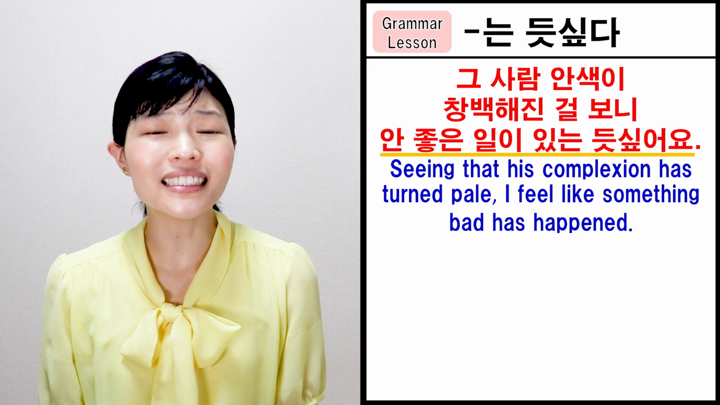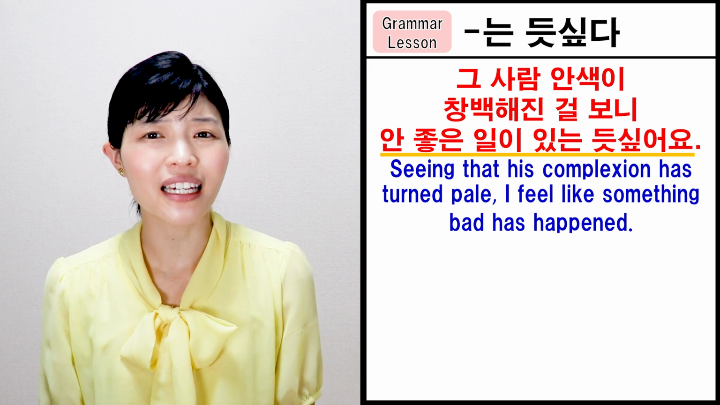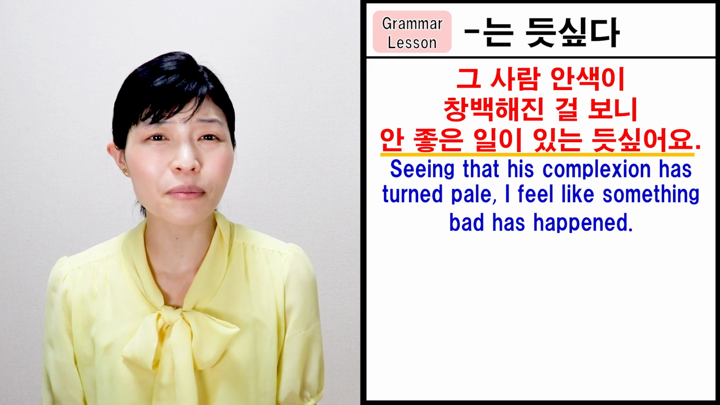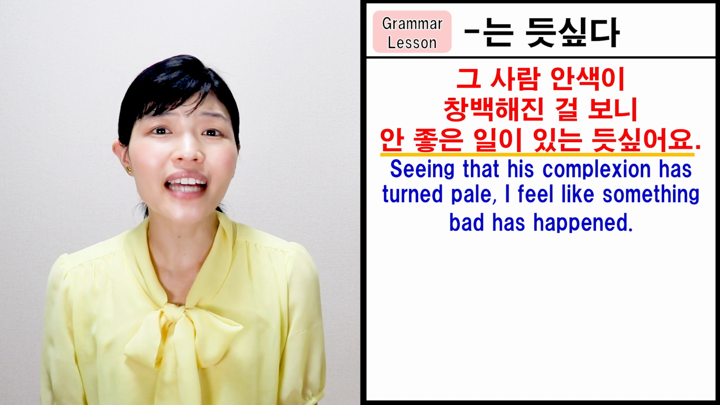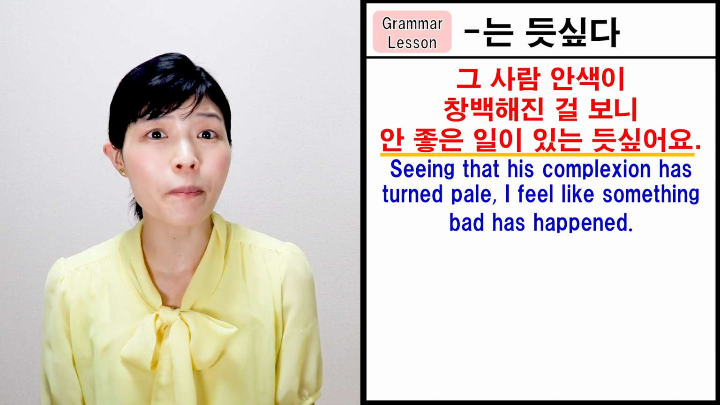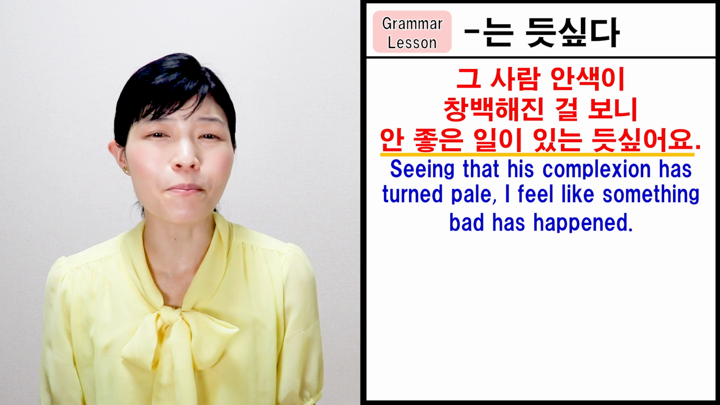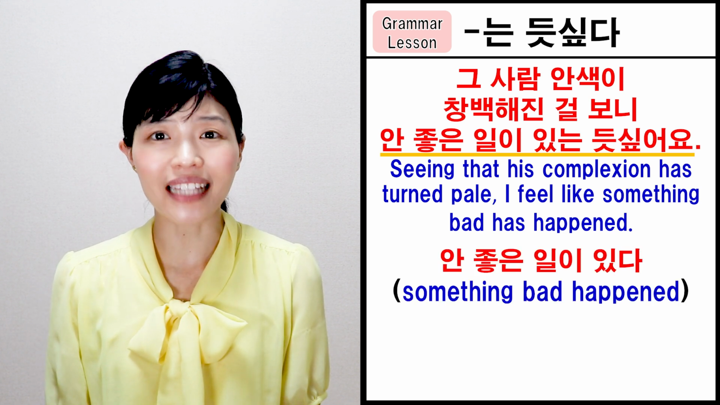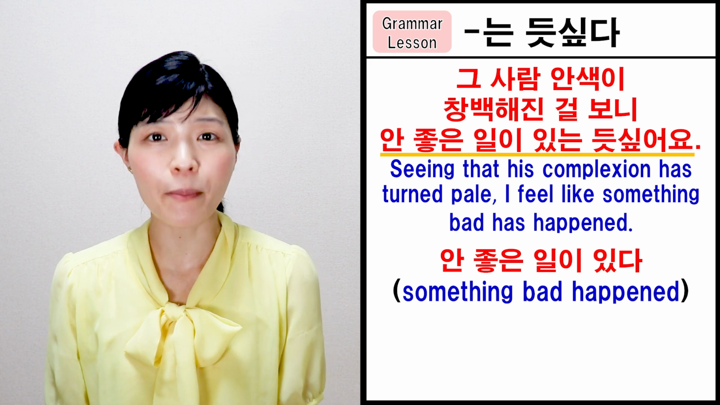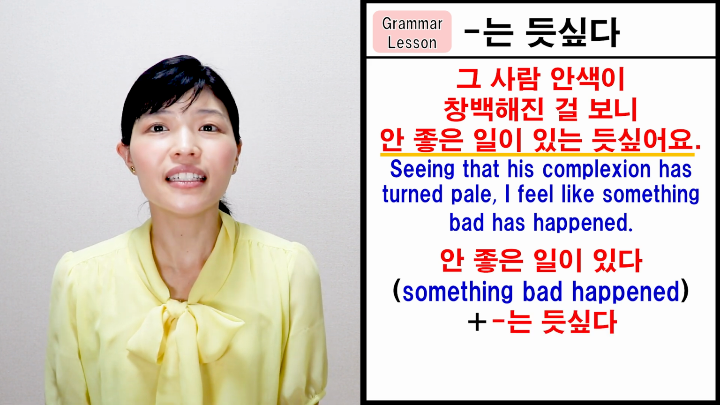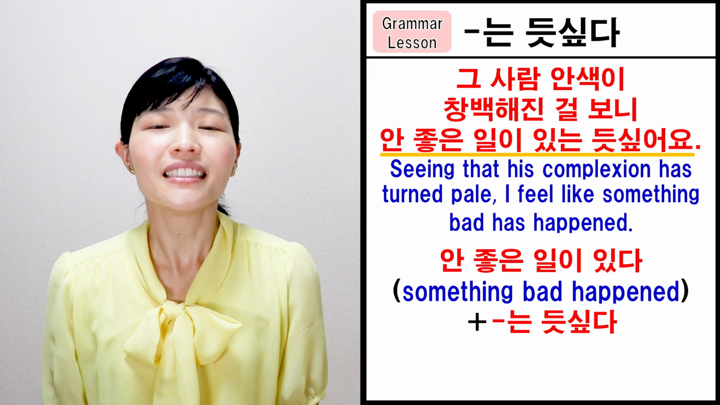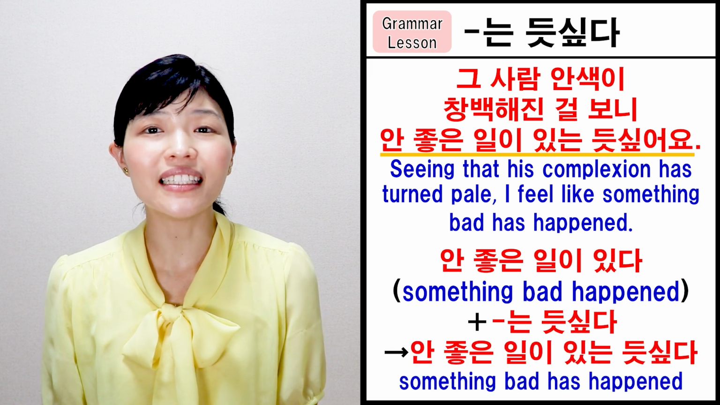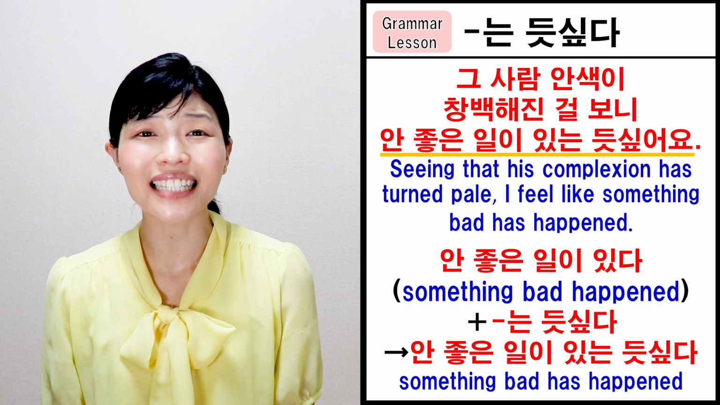그 사람 안색이 창백해진 걸 보니 안 좋은 일이 있는 듯 싶어요. Seeing that his complexion has turned pale, I feel like something bad has happened. In this sentence, 안 좋은 일이 있다 means something bad happened. You attach 는 듯 싶다 to the stem to make 안 좋은 일이 있는 듯 싶다, something bad has happened.